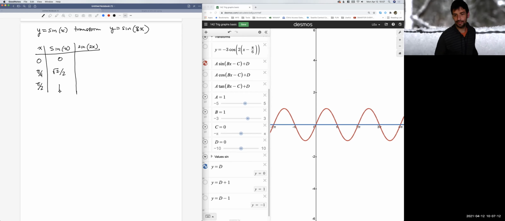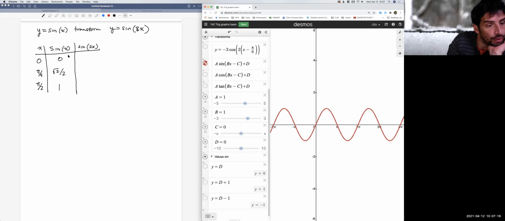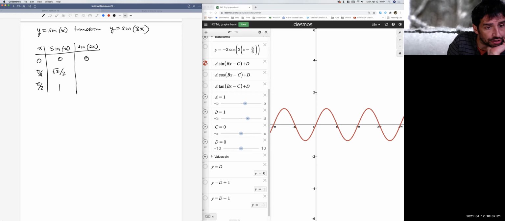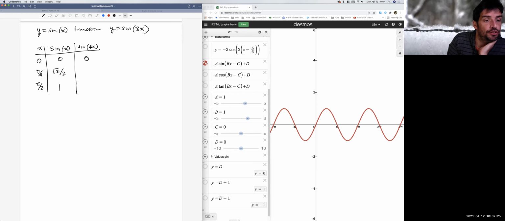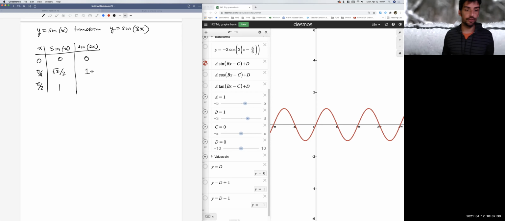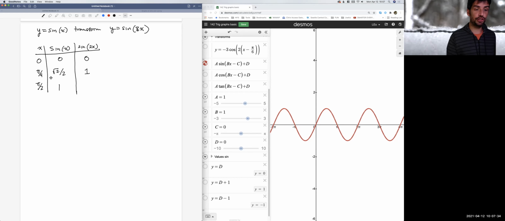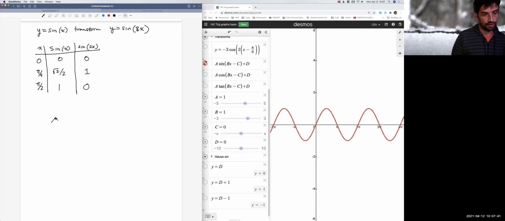But what happens when we multiply the input by 2 first, right? Well, when it's 0, nothing changes. We're still 0. If I put in pi over 4, 2 times pi over 4 is pi over 2. The value is 1. And if I put in pi over 2, 2 times pi over 2 is pi. The value of sine of pi is back to 0. So what's happened here? Well, let's just take a quick look.